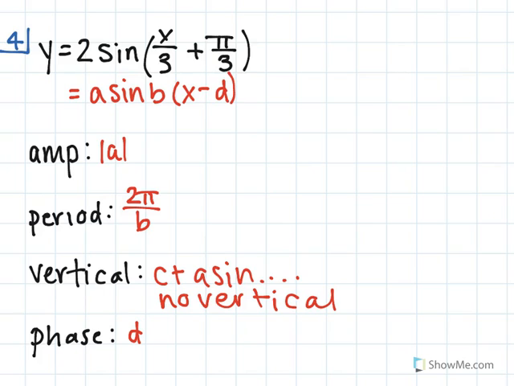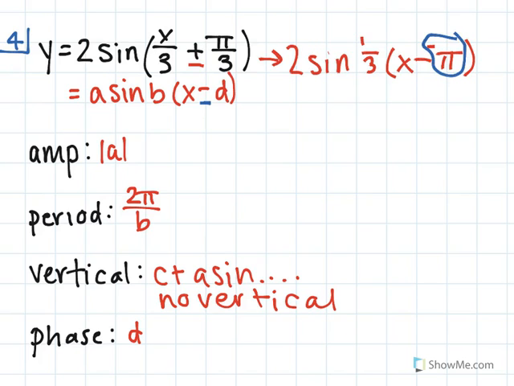What we are going to do, though, is rewrite this function so we have it in the proper form. So we're going to say 2 sine of 1/3 x minus pi over 3. Here we had a plus, so actually this is going to be minus negative pi over 3. That's important to remember. We're looking for this form where we have a subtraction right here, so in order to do that, we're going to write this as negative pi over 3.